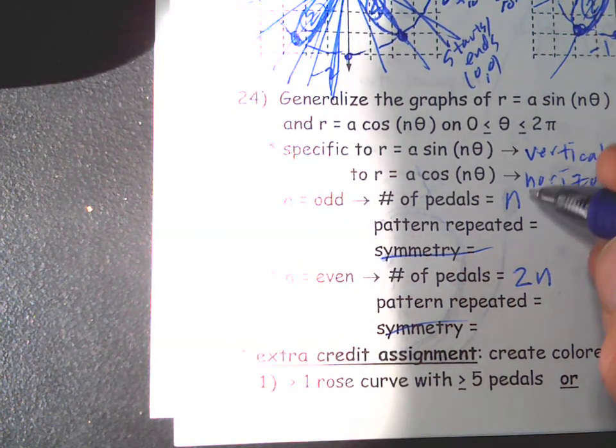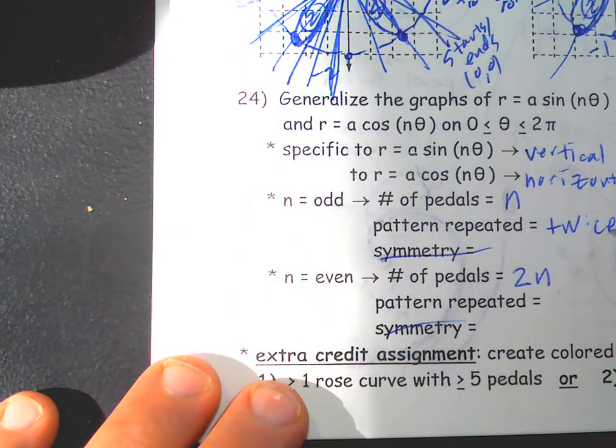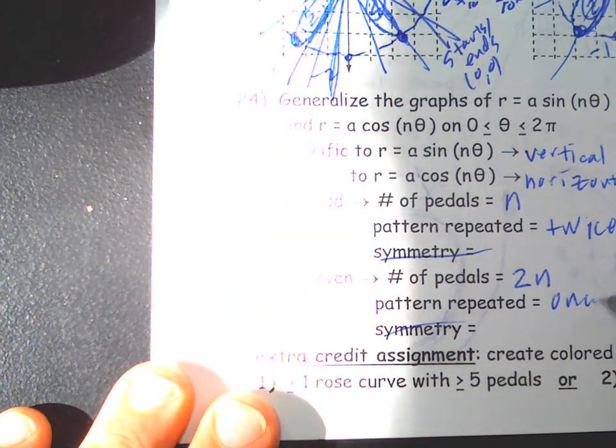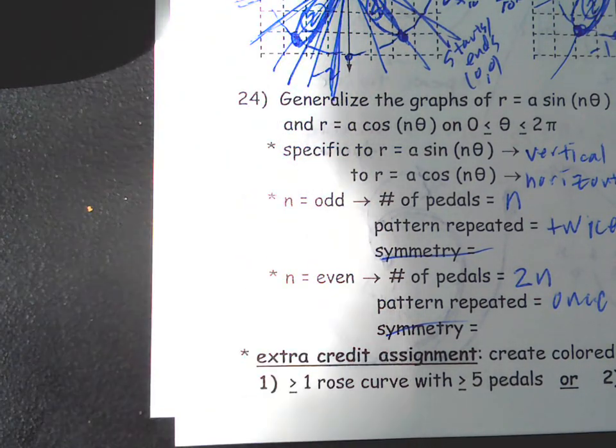The pattern, when it's an odd number, it's repeated twice. When it's an even number, it's repeated once. So, anyways, there you go.